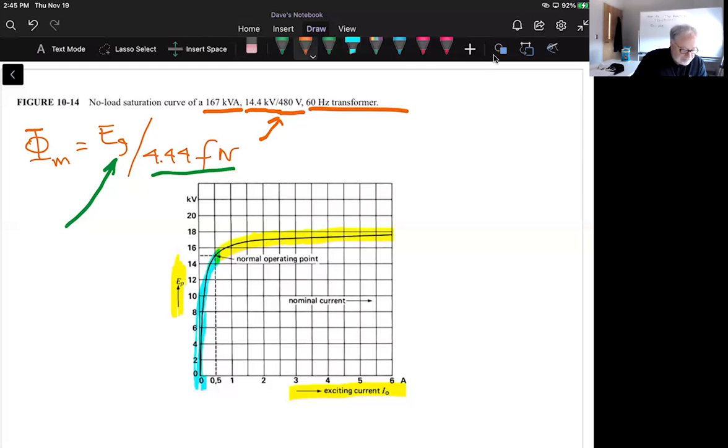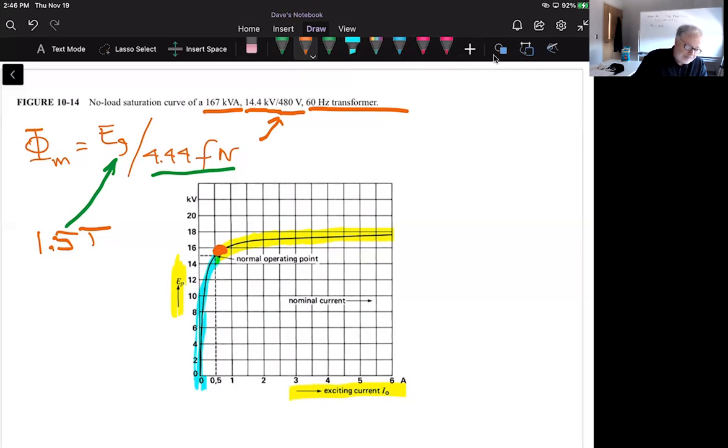Transformers are generally designed to operate at a peak flux density of 1.5 Tesla, and that normally corresponds to the knee of the curve, where it starts to bend. Thus, when the nominal voltage is applied to a transformer, the corresponding flux density is usually about 1.5 Tesla. We can exceed the nominal voltage by perhaps 10%, but if we were to apply twice the nominal voltage, the exciting current could become even greater than the nominal full load current.